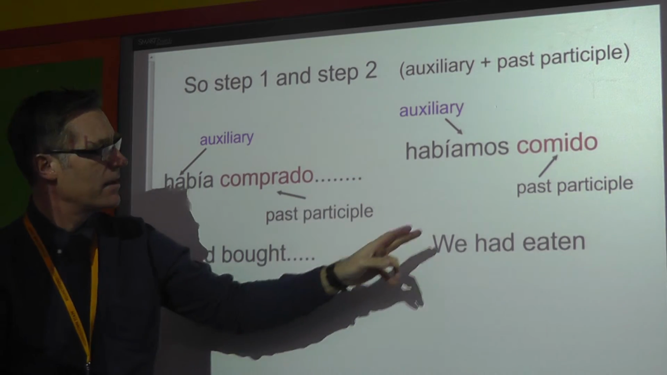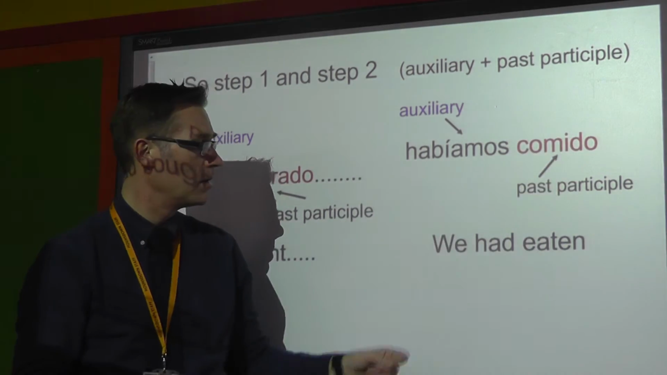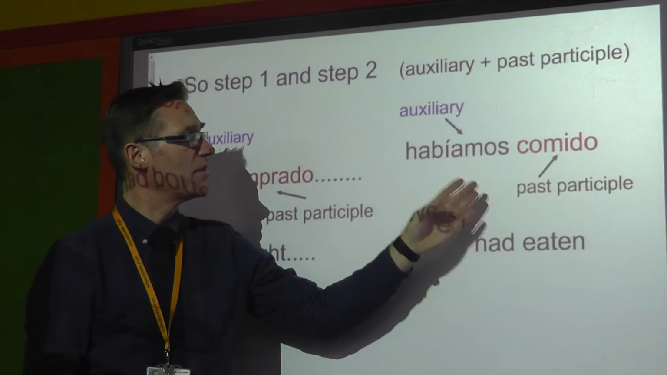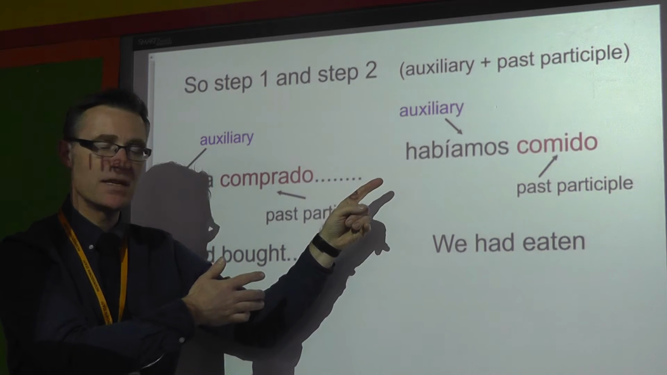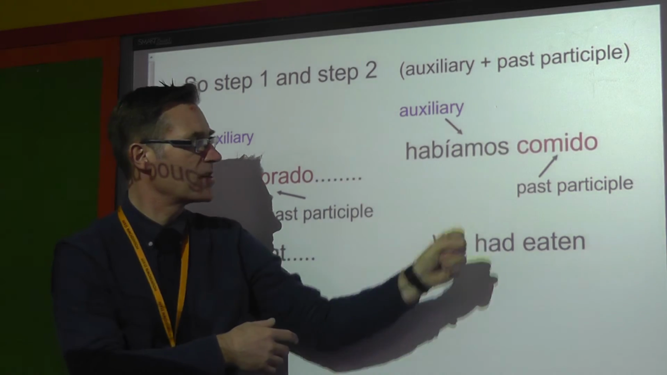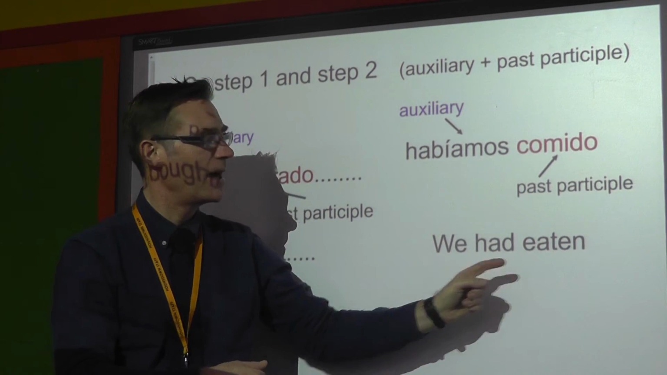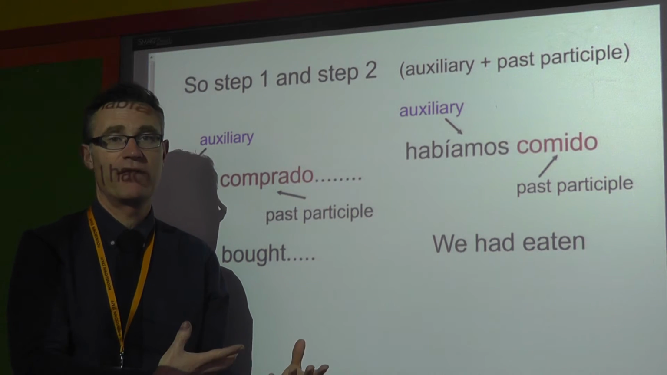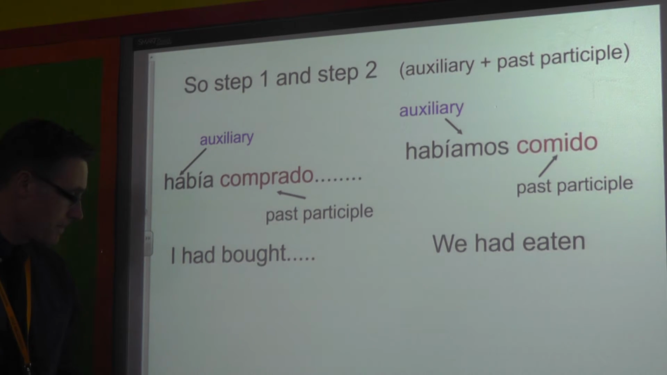Let's have a look at this example. Here's our auxiliary. Here's our past participle. Habíamos comido. We had eaten. So there's our auxiliary working from the verb haber in the imperfect tense, we, plus past participle comido. We had eaten. So as you can see, it's got a lot of similarities with the perfect tense. Okay, the pluperfect, so I suppose it would have.